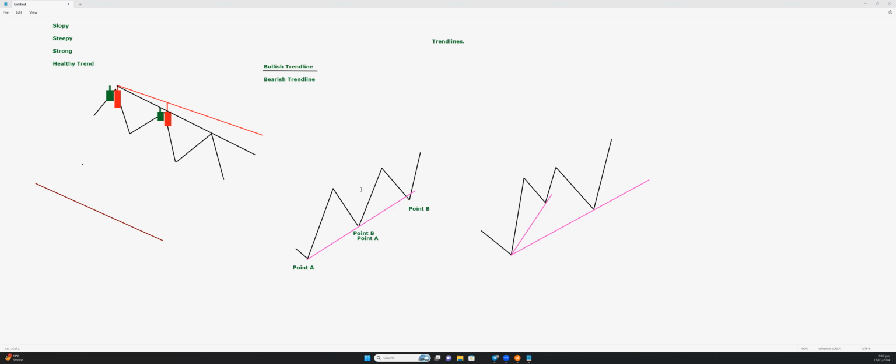So how can we use this trend line in our trading? Now that is the next part.